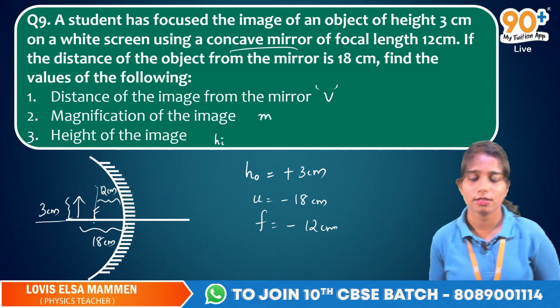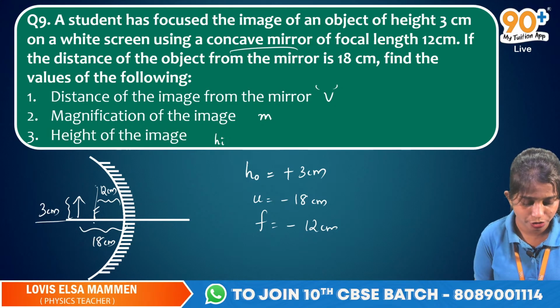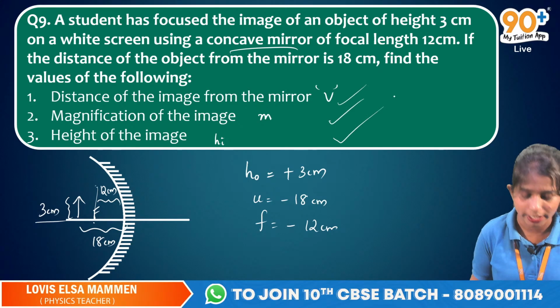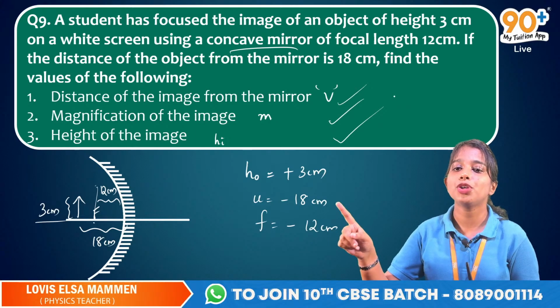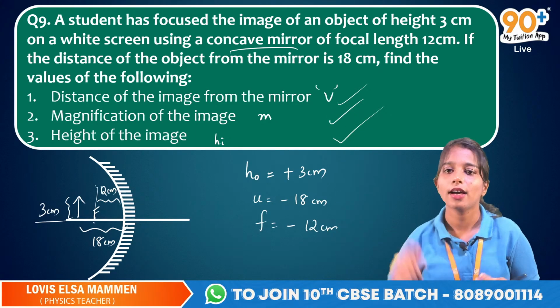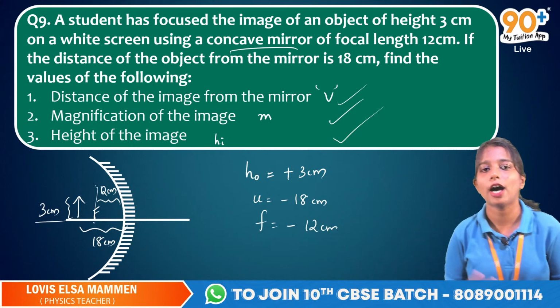Now what all things are to be found out? You need to find V, you need to find M, you need to find HI. Got it? So you have U and F. From that you can find V. If you have U and F, you can find V. How can we find V?